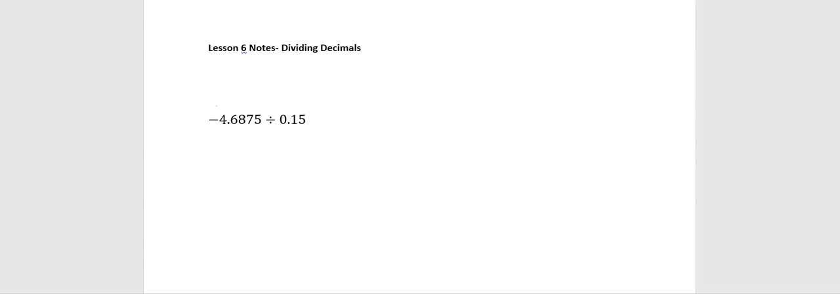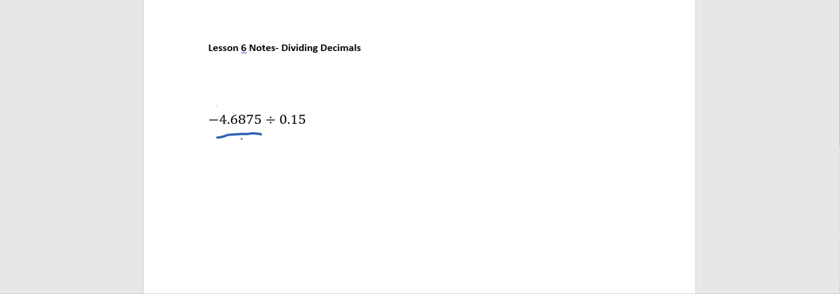In today's lesson, we're going to talk about dividing decimal numbers. We discussed this in class today, but I want to talk you through one problem and make sure that we touch upon all the key points. What I also want to do is to make sure we touch upon the vocabulary. So the problem that you see here, we're going to start out with negative 4.6875 divided by 0.15. So the number that is being divided into, we call that the dividend.